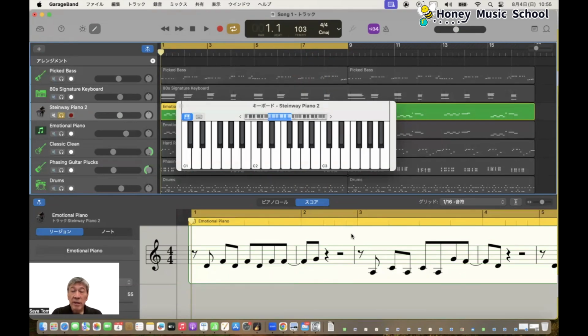Also, you need to look at the rhythm, right? Where do the strong beats come? Do they come on the beat? Are they off beat, syncopated? Right? So you can analyze the melody from that perspective.